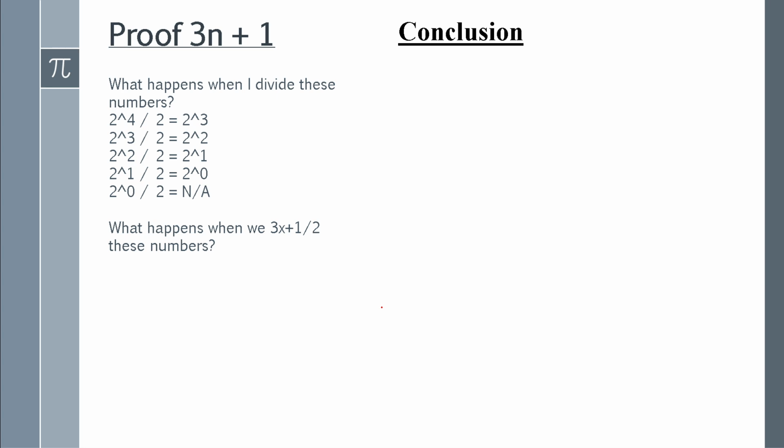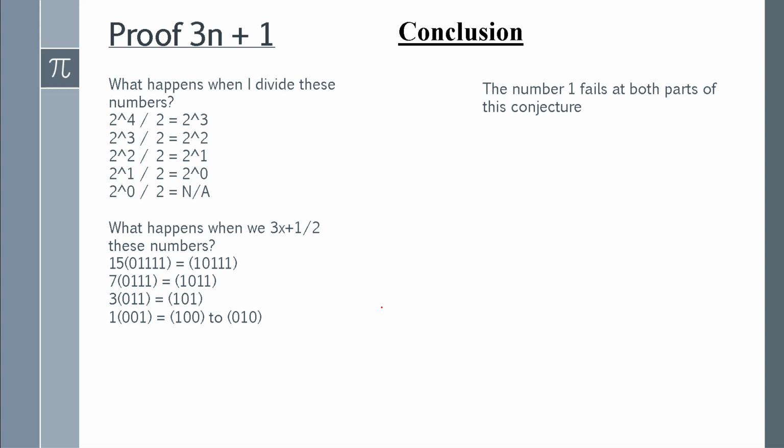What happens when we multiply 3x plus 1 divided by 2 to these numbers? Right, 15 becomes 7, or 23, right? 7 becomes 2, 3 becomes 5, or 1. But when we do 1, right, it goes to 4 and then 2, right? The number 1 fills both of these.